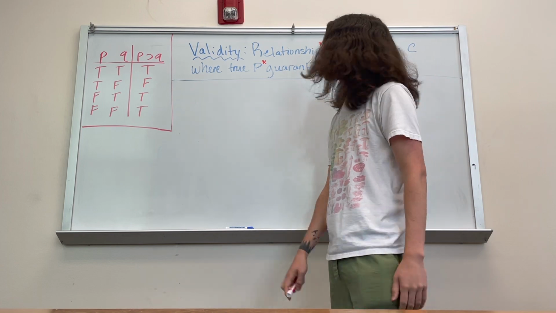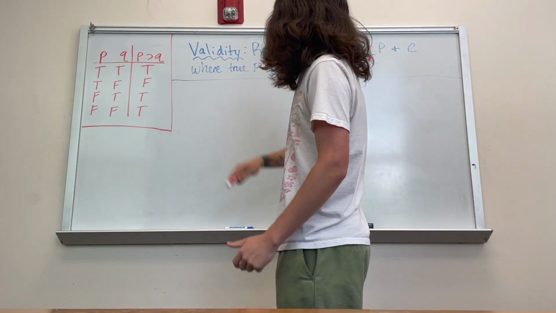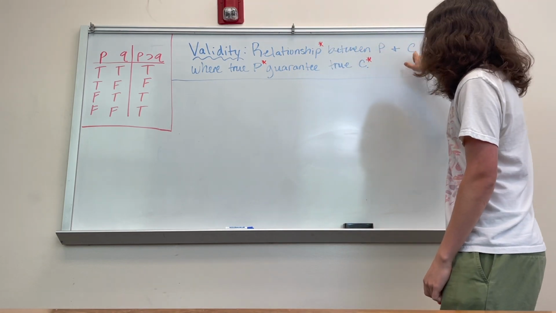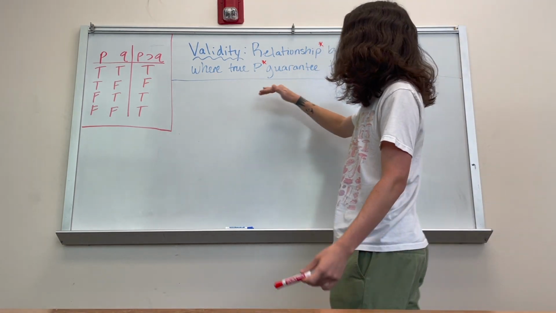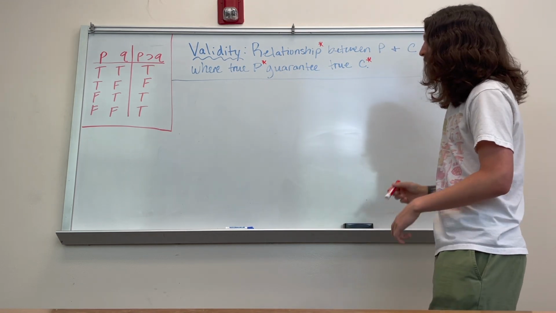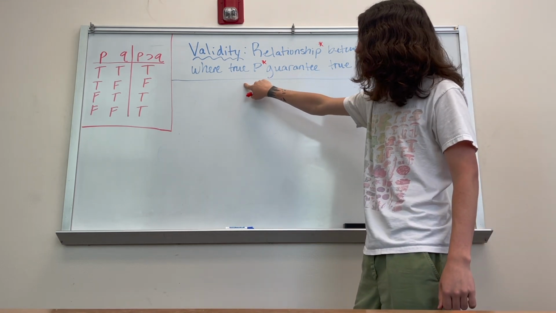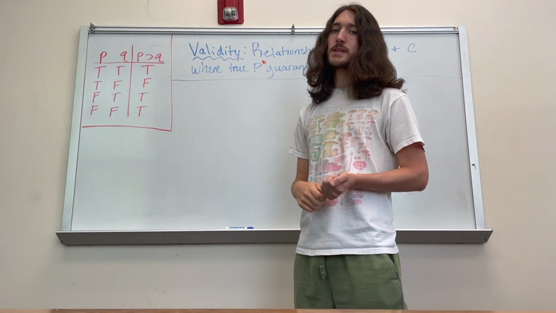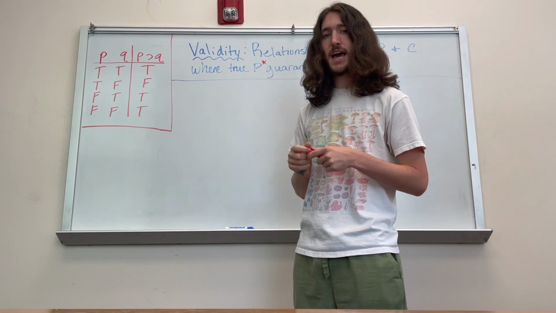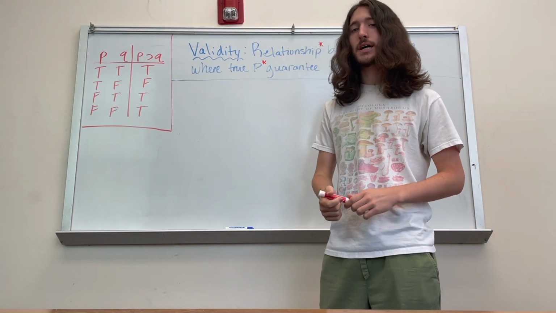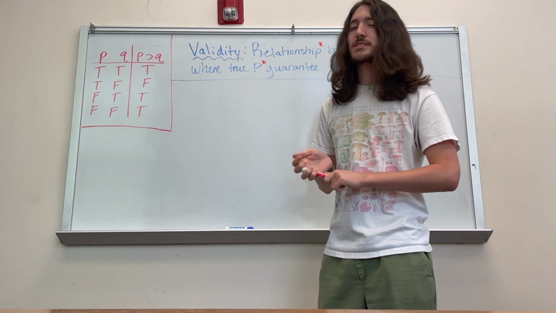What is validity, right? Validity is the relationship, keep this in mind, between premises and conclusions, where true premises guarantee true conclusions. That means every time your premises are true, your conclusion will be true as well. Ultimately, validity is as simple as that, but what does that actually mean in the practice of symbolic logic? Let's see an example.